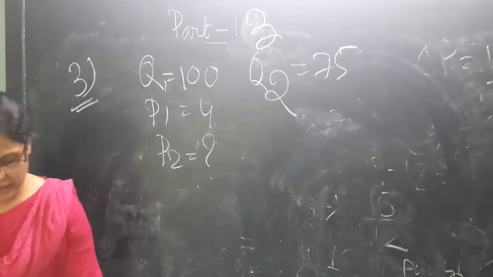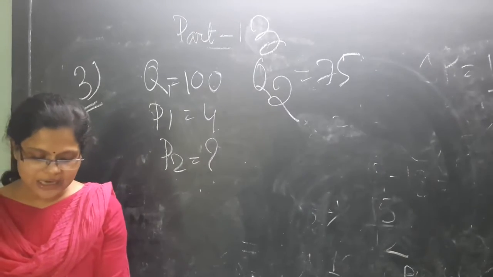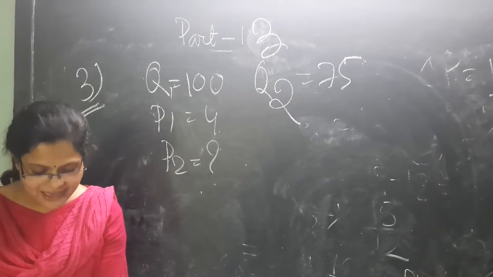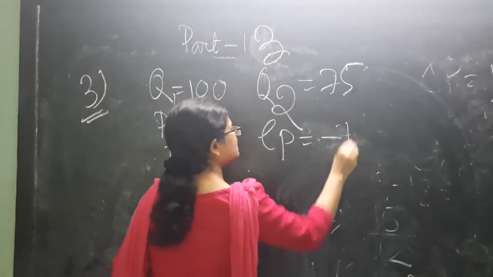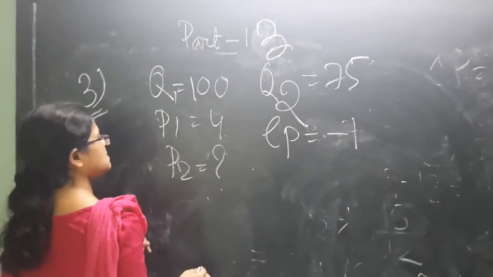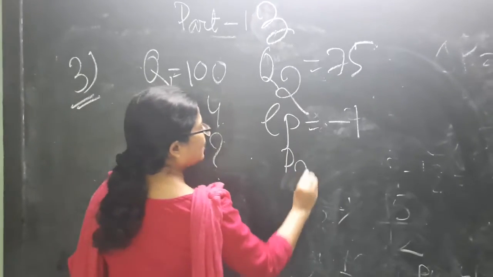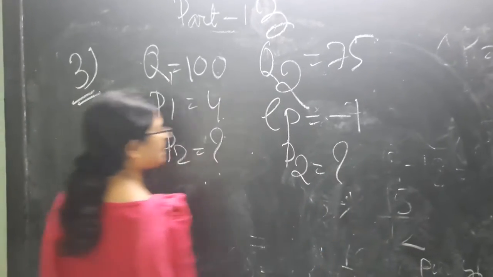Now what is given? The price elasticity of demand of the goods is -1. What is given? EP is -1. Then what do I have to find out? What is missing in the sum? We have to calculate the revised price of the product.